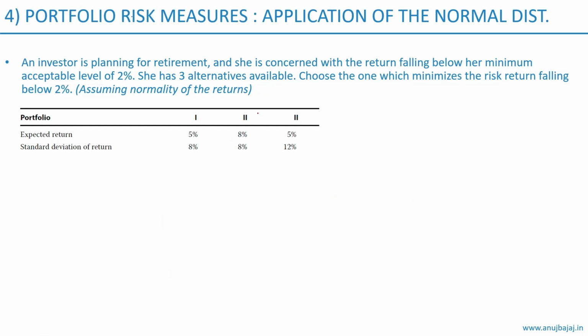So for the second portfolio, we need to first find out how many standard deviations the 2% lies away from the expected return of 8%. So we take 8 minus 2, which is 6, divided by the standard deviation of 8%, which gives us 0.75. Similarly, for the third portfolio, it is 0.25 standard deviation.